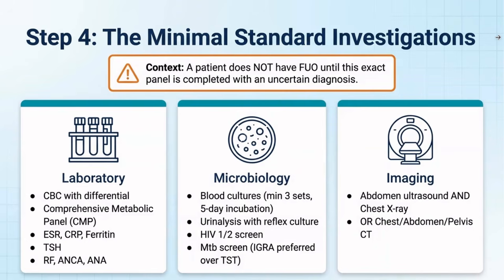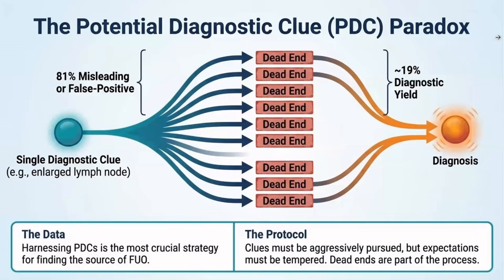TB screening test, IGRA, basically has a very high negative predictive value in immunocompetent individuals. So you can rule out TB if IGRA is negative. And HIV 1 and 2 screening can be done. Then it goes to imaging, where you at least do an abdominal ultrasound and a chest x-ray, if not a CT chest abdomen pelvis. So once you have done all these tests and you can't find the source, 3 weeks have passed, and the patient still has fever, then your patient has fever of unknown origin.